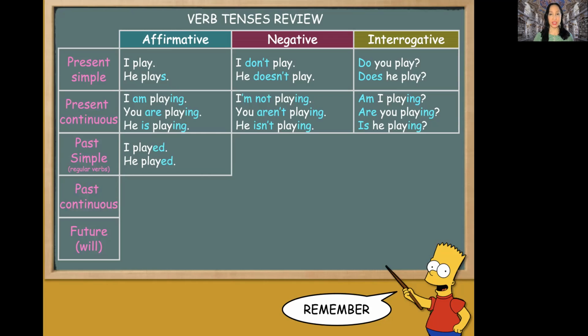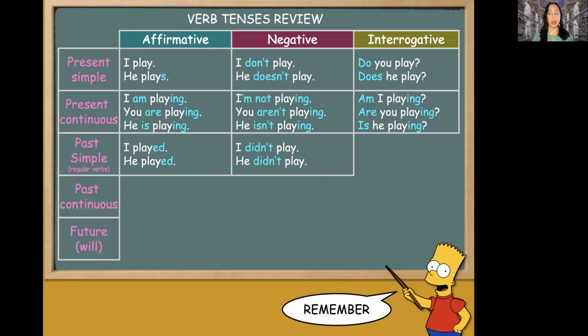Now, what's the negative of the past simple conjugating the infinitive to play? That's right. I didn't play. He didn't play. Okay, didn't. What does that mean? That's right. Did not. Let's just practice this. I didn't play. He didn't play.